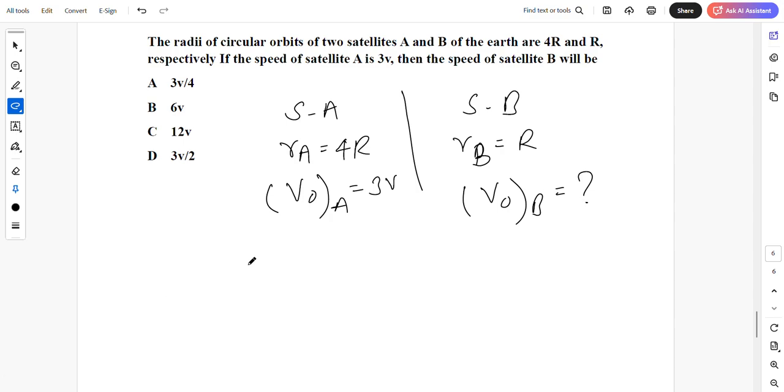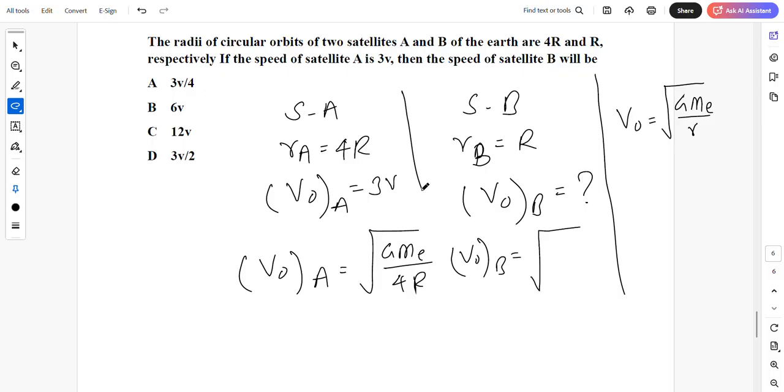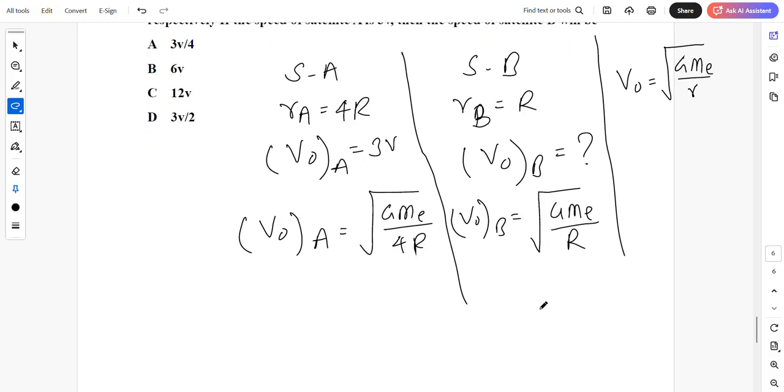Now, what is the orbital speed? In general, v naught is given by v naught is equal to square root of G M_E by r. So v naught A will be equal to square root of G M_E, and in place of r, this will be 4r. Then v naught B will be equal to square root of G M_E by r. Now take the ratio here.